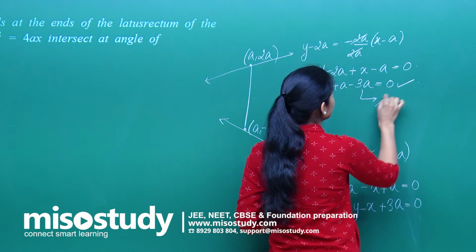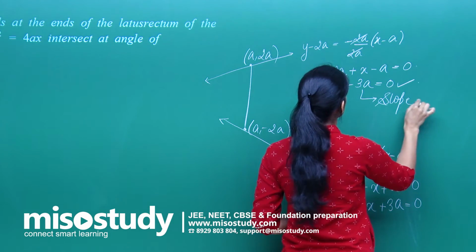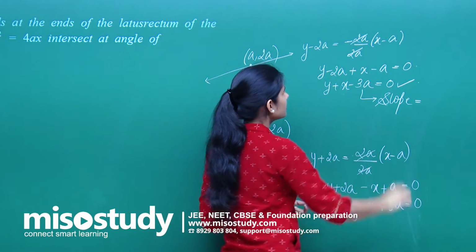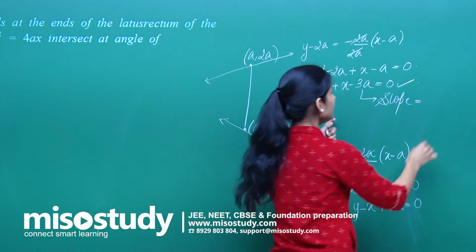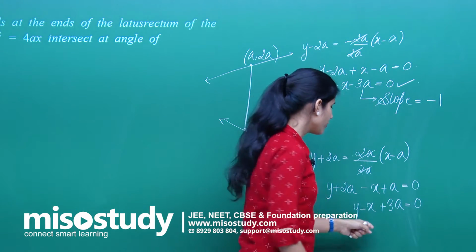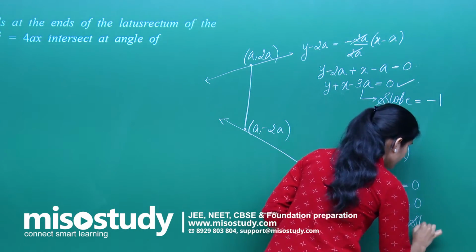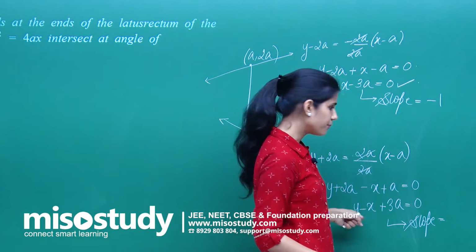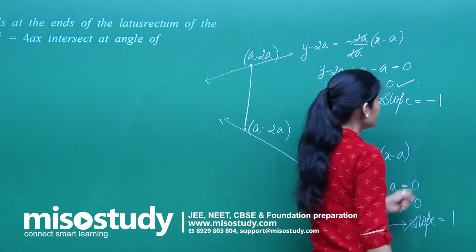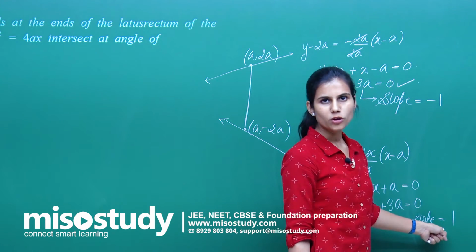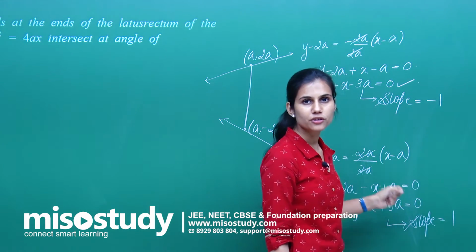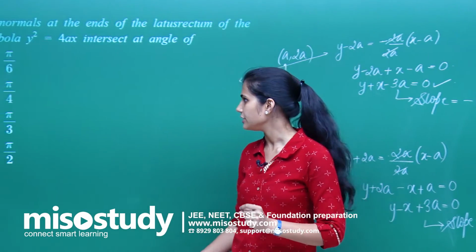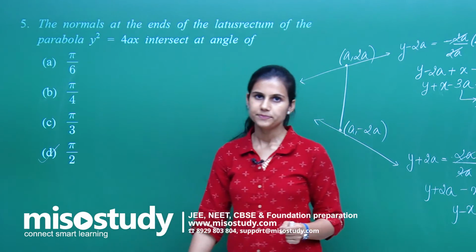You can very easily get the slope. What is the slope? This is y plus x, so the slope is minus 1. And what is the slope over here? Slope is minus 1 upon minus 1 basically, so it is 1. You can see that the product of the slopes of these two normals is negative 1, that means they are perpendicular to each other. So the angle of intersection between them will be equal to 90 degrees. That is your answer. Fine.